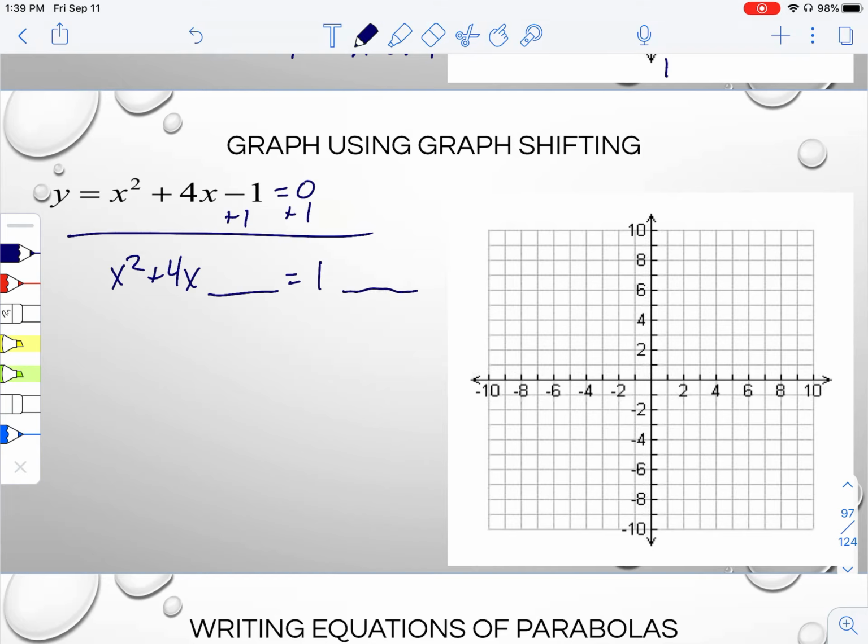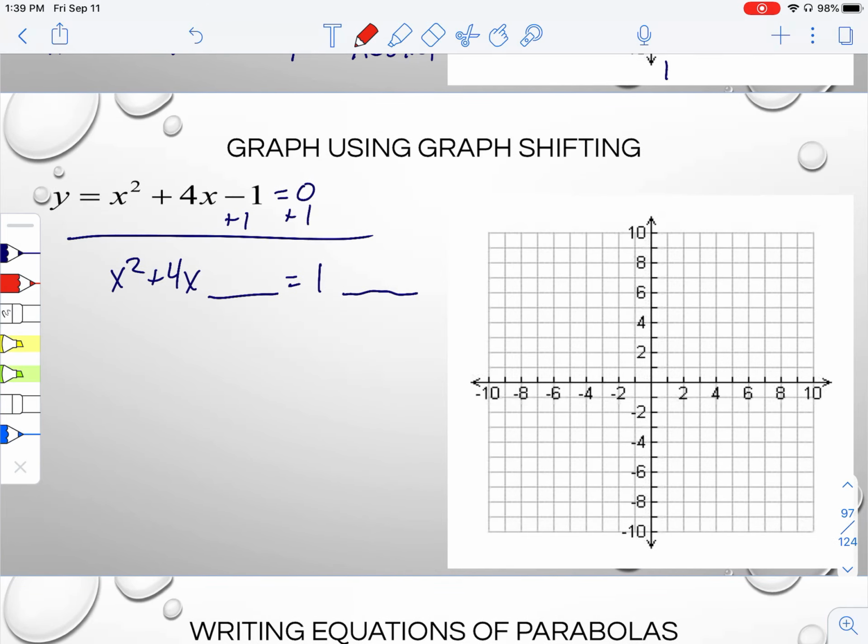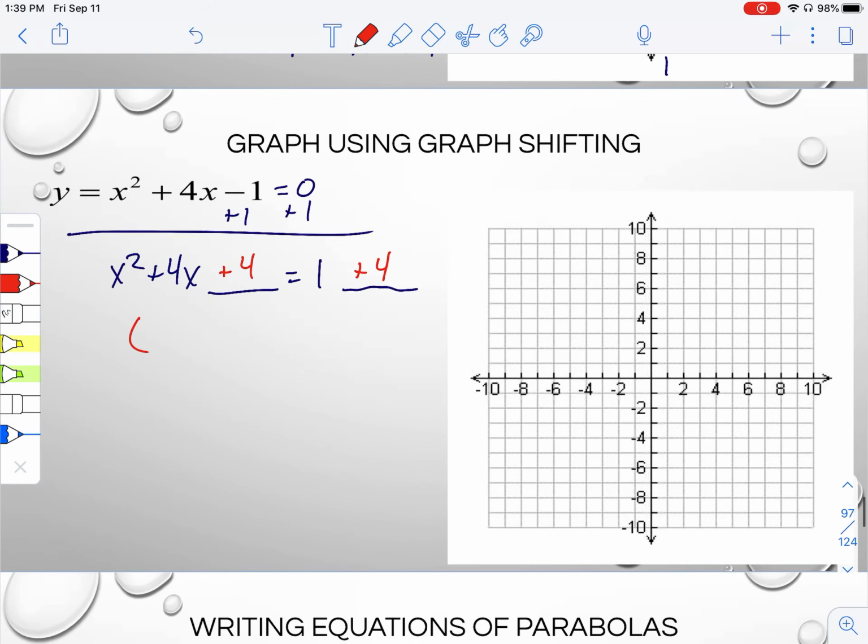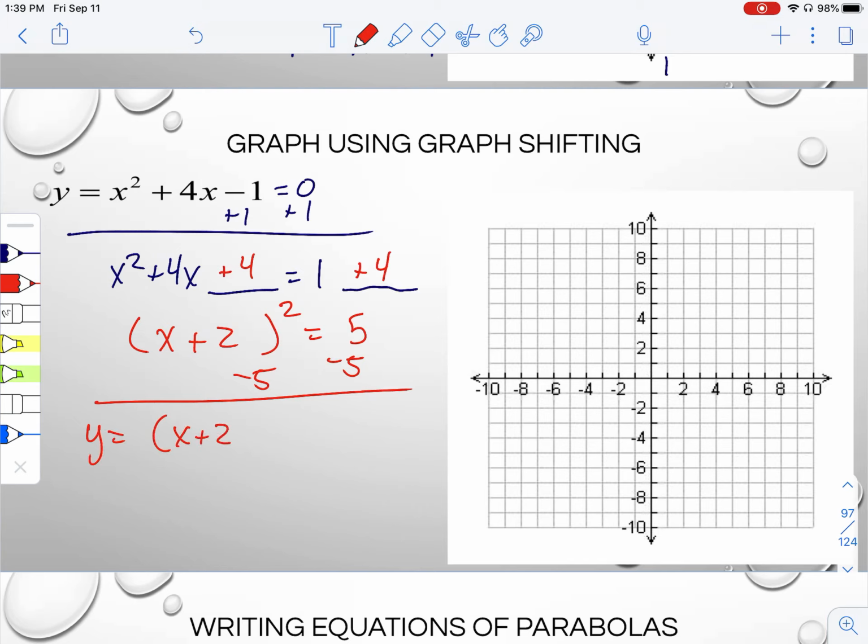All right. Do b divided by 2, squared. So 4 divided by 2 is 2. 2 squared is 4. This becomes our perfect square: x plus 2 quantity squared equals 5. And then we subtract 5. And we get y equals (x plus 2) squared minus 5.